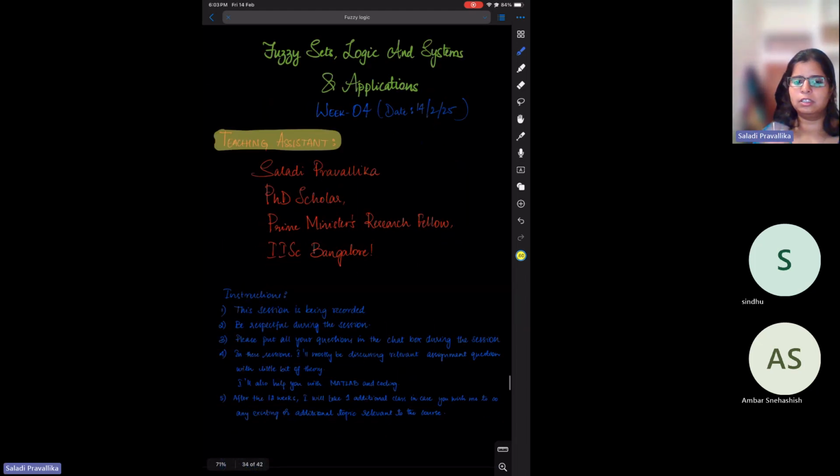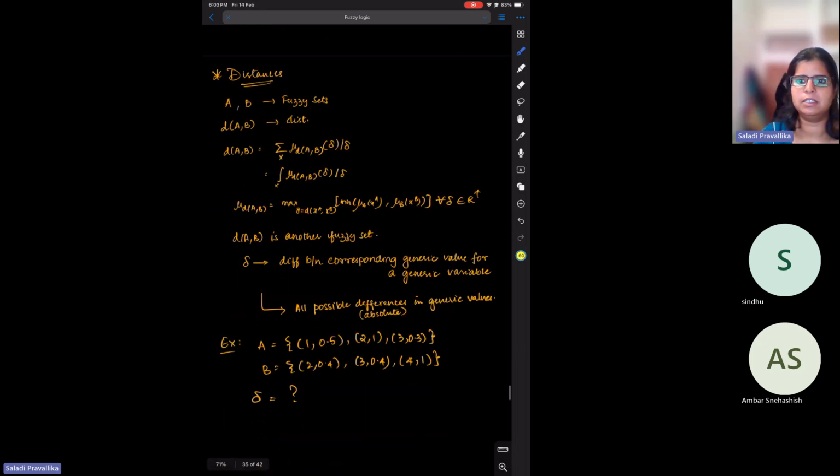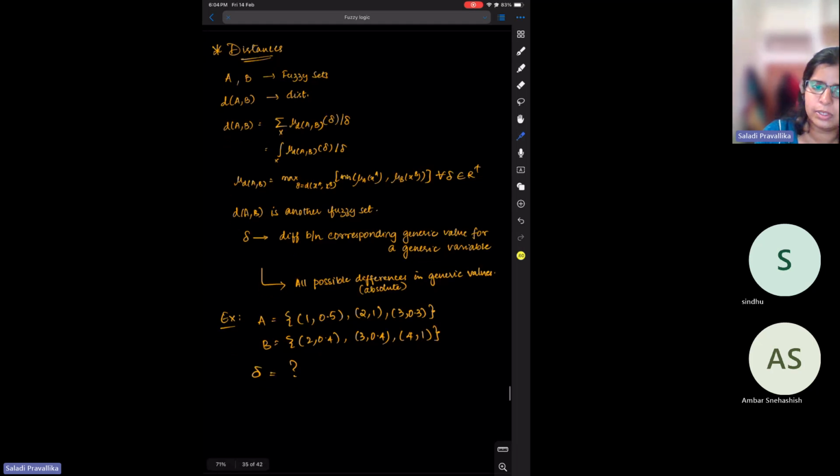Okay, so we have covered all of those properties. For today, we'll be discussing distances. Why do we calculate the distance between two fuzzy sets? It is basically to know how similar A and B, that is two fuzzy sets, are. So for today, given A and B are fuzzy sets, and p(A, B) is the distance between the fuzzy sets A and B, how is it calculated?